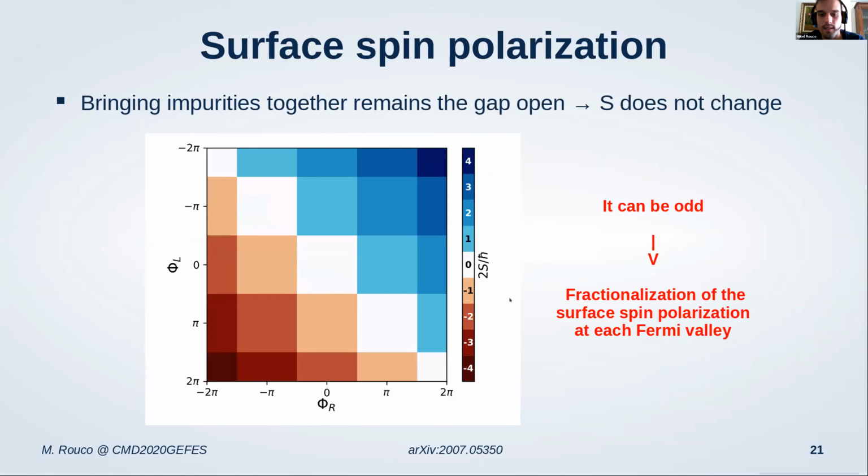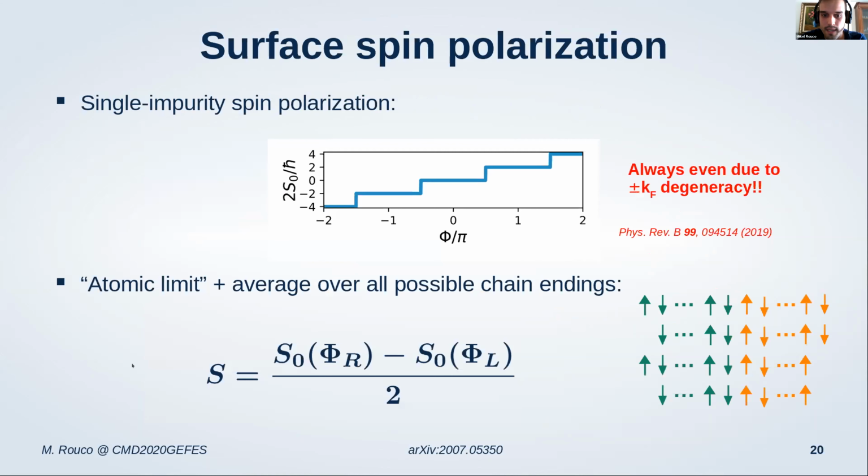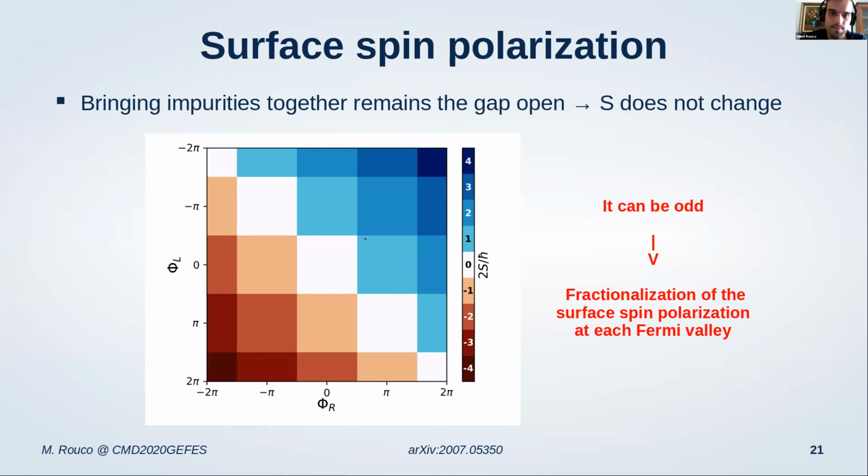When we start bringing these impurities together, the gap around the Fermi level remains open. So as we discussed in this last work as well, the spin polarization doesn't change, and therefore this formula remains valid for any separation between impurities. So when we plot the surface spin polarization in terms of the magnetic phases of right and left chains, we obtain a color map like this, where it is important to notice that we can obtain odd values of the electronic spin, which means that we have fractionalization of the surface spin polarization at each value.